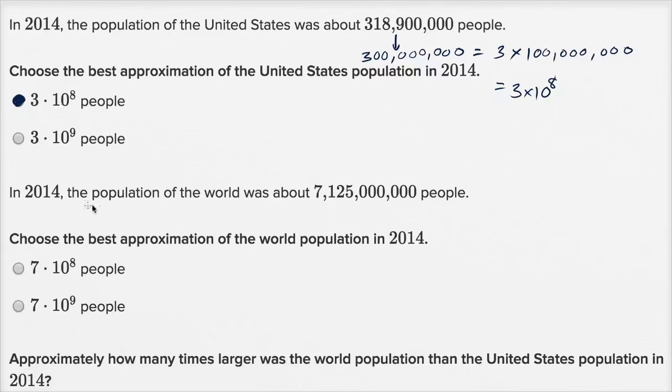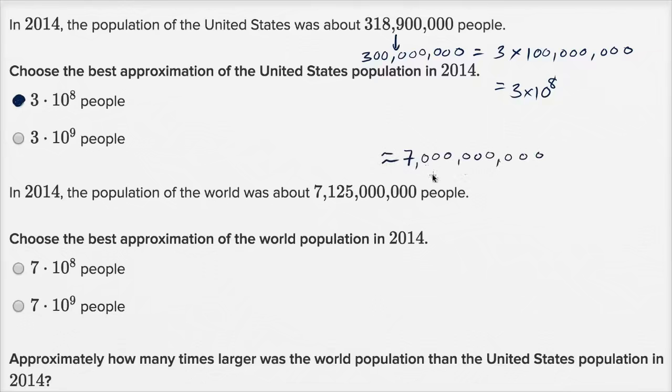In 2014, the population of the world was about 7,125,000,000 people. Choose the best approximation of the world population in 2014. Well, here we're dealing with billions, so let me just round to the nearest billion. So we could say this is roughly 7 billion, if we're rounding to the nearest billion.